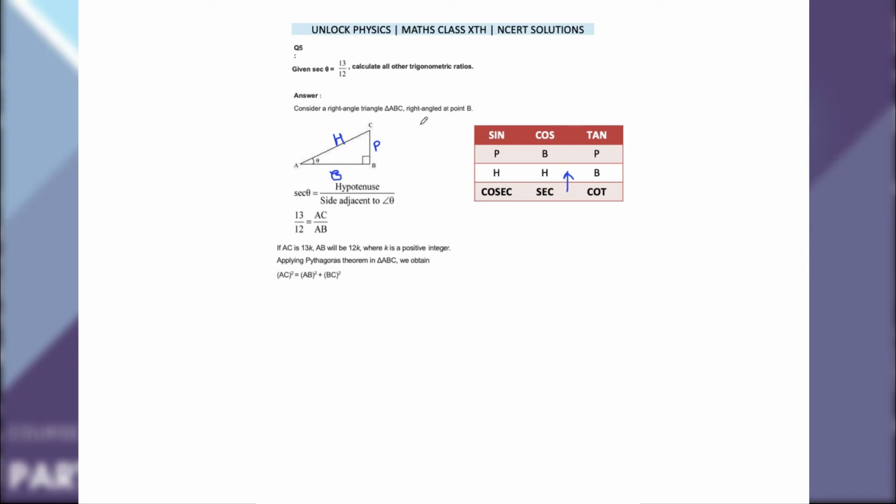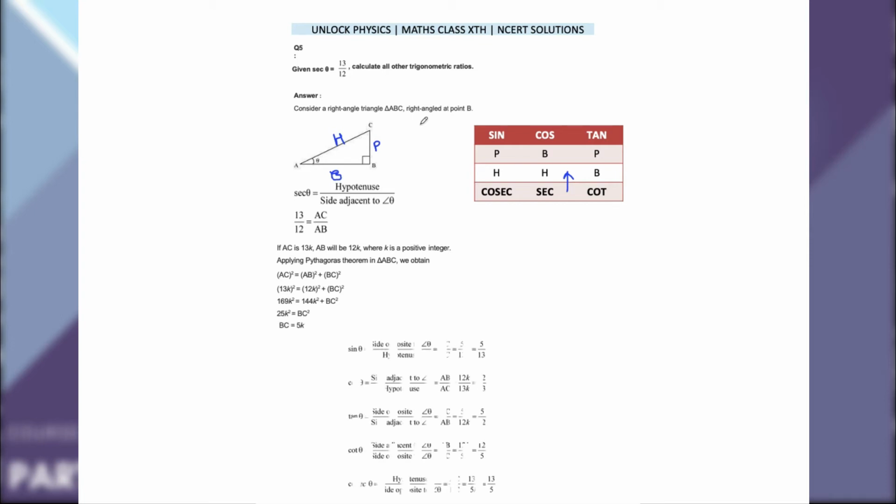Applying Pythagoras theorem in triangle ABC, we obtain AC square is equal to AB square plus BC square, which is 13k squared equals 12k squared plus BC square. 169k squared is equal to 144k squared plus BC square. We compute BC to be 5k.